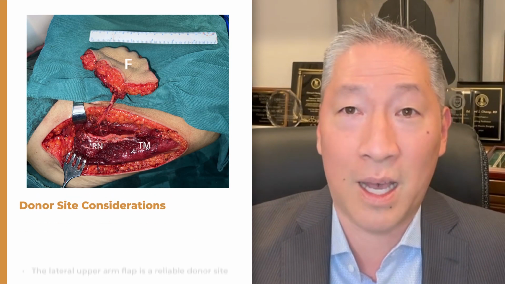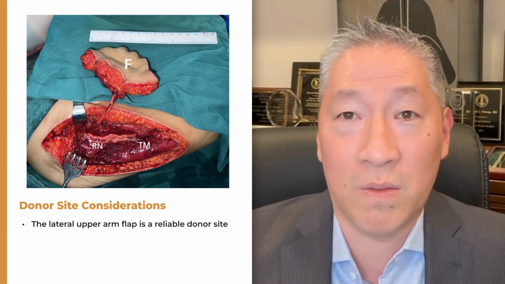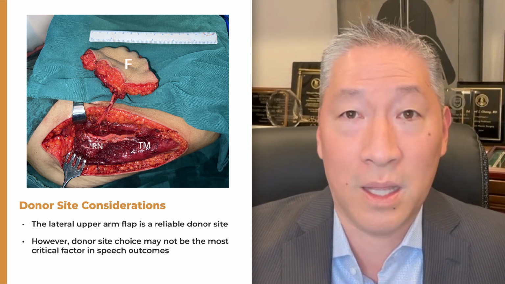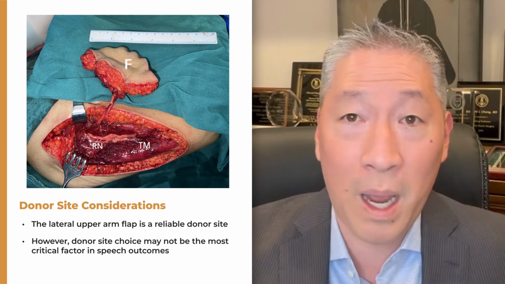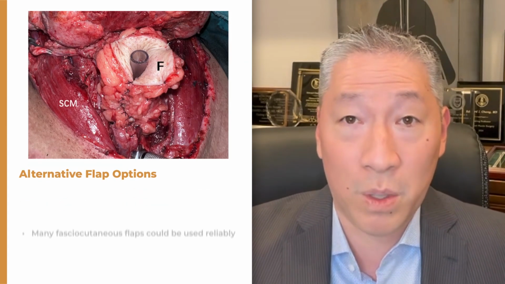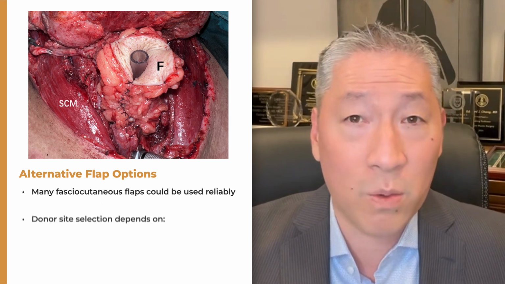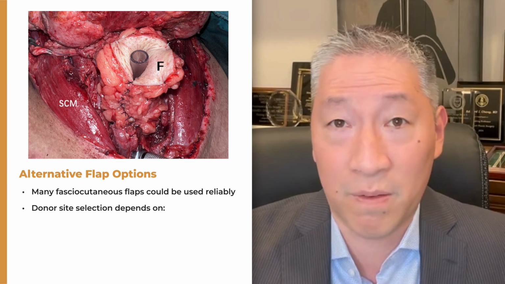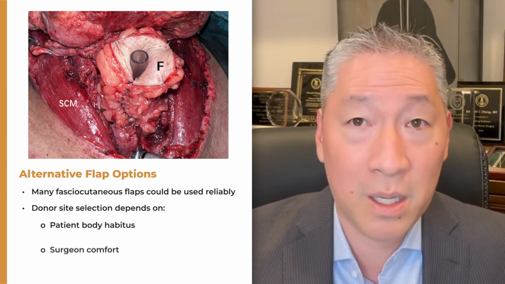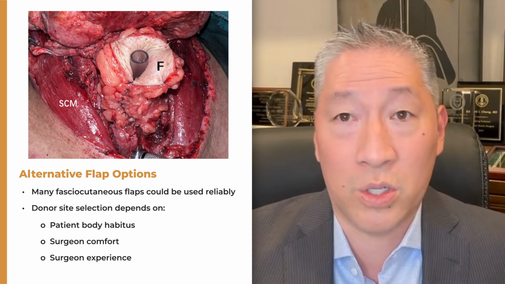While I do think the lateral upper arm is an excellent donor site and a very reliable donor site for reconstruction of these defects, I don't think that this is the critical aspect for why patients are able to achieve speech rehabilitation. These types of defects can be reconstructed using any number of different fasciocutaneous flaps, and the decision for which donor site to use is going to be based on a number of different factors. Patient body habitus, surgeon comfort, surgeon experience, those are the factors that determine which donor site is used.